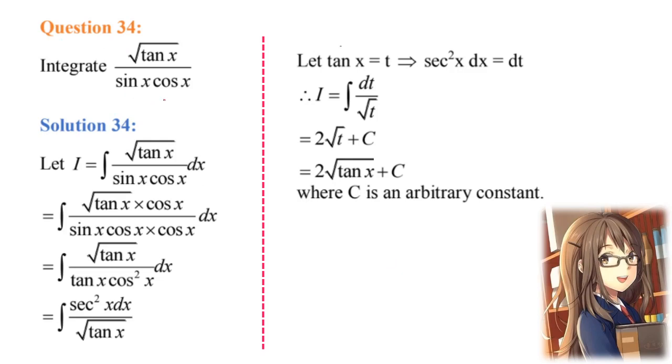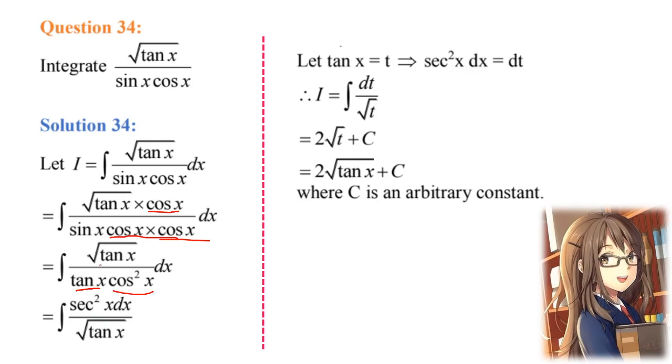Root tan x upon sine x into cos x. So here we are multiplying and dividing by cos x and cos x. So root tan x upon, here what are we doing? We are writing tan x into cos square x, right? Because cos by sine will be cot, and 1 by cot will be tan. So straight away we have written tan here, right? And in the denominator, cos into cos will become cos square x.